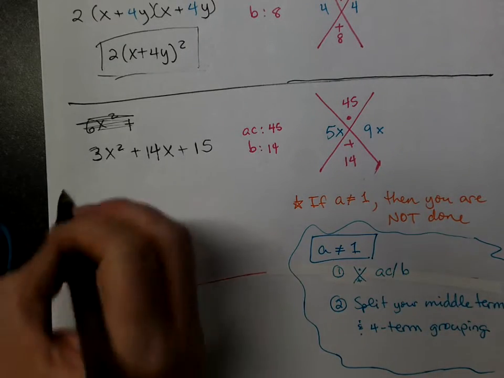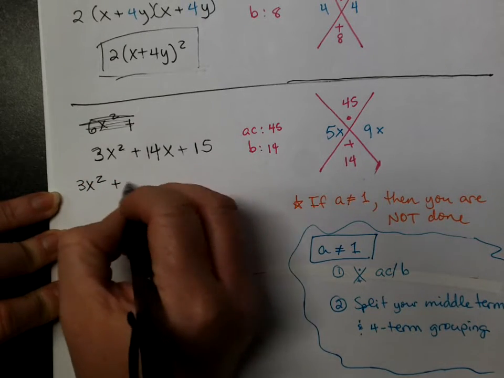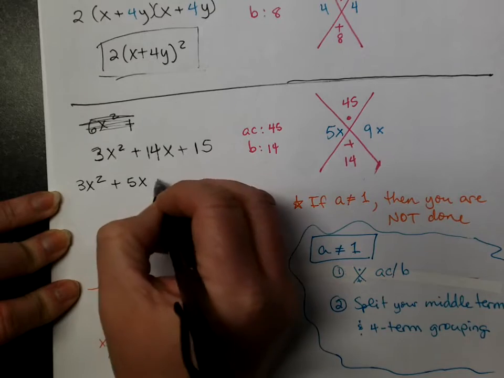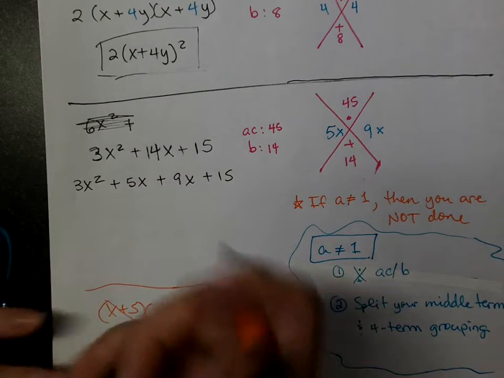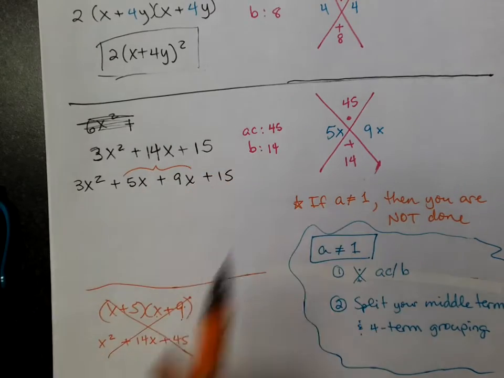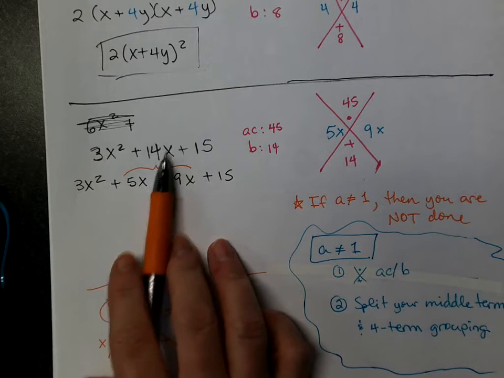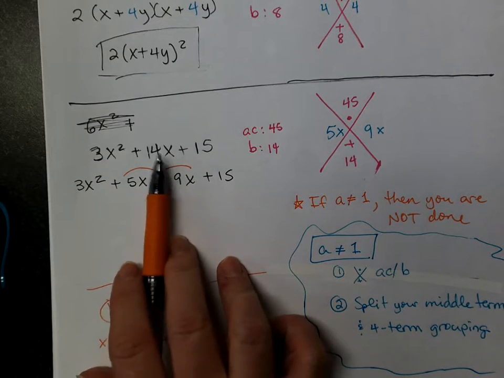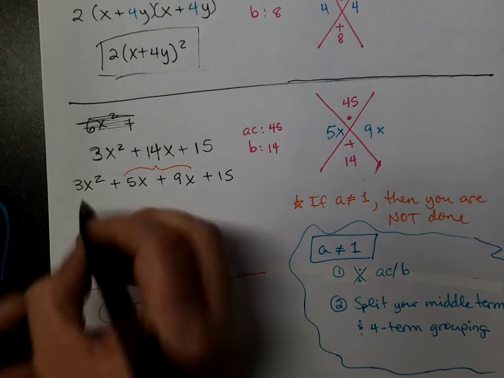Rewrite your trinomial, 3x squared, but you're going to split your middle term. Plus 5x, plus 9x, and then plus 15. Do a real quick check. You didn't change the value of your trinomial. You just changed the middle term into 2 terms that still equal 14x. And now you can do 4-term grouping. So I'll write this out.